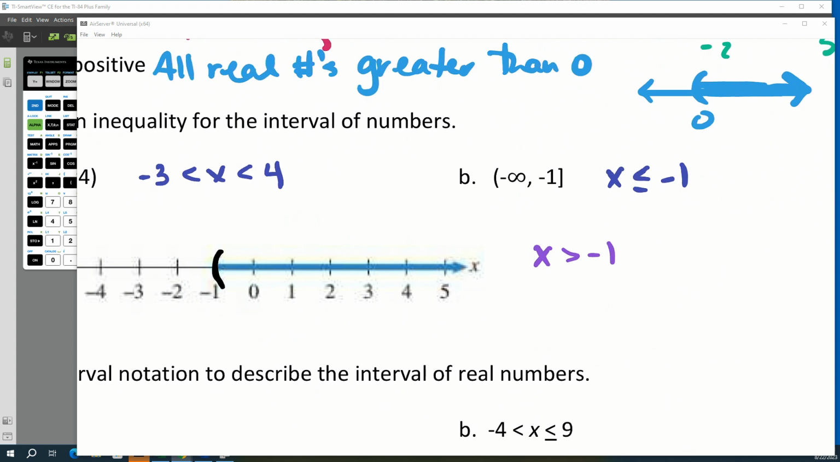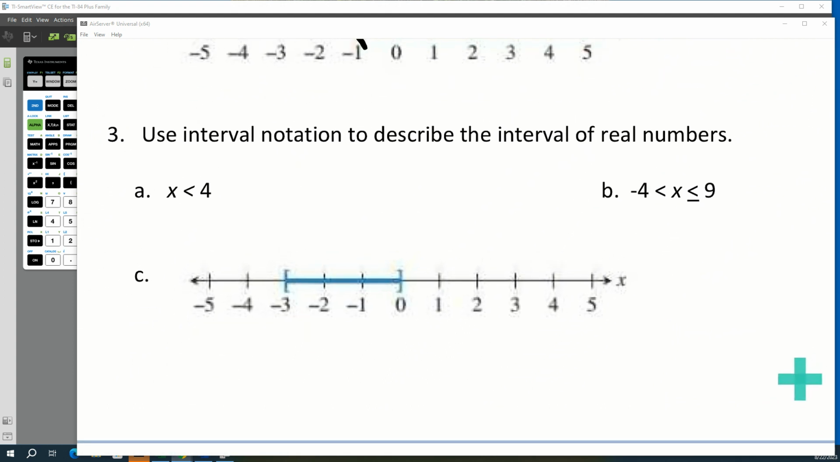Okay, and then the last example, we're going to go from inequality notation to interval notation. Now, interval notation is definitely my favorite. So I'll probably ask you to do it more than I'll ask you to do the other one, but you do need to know both.